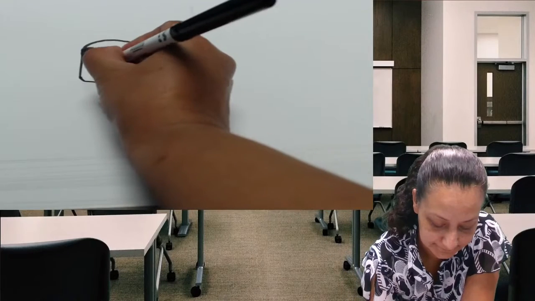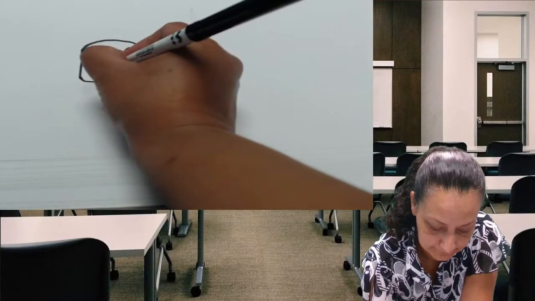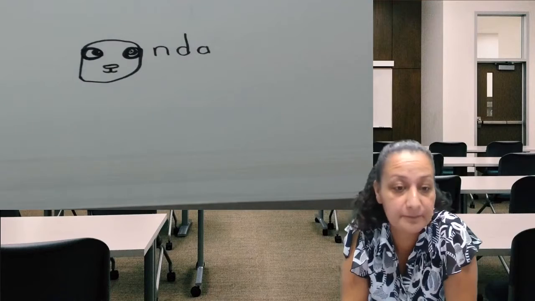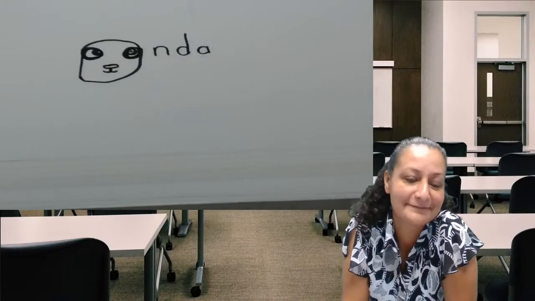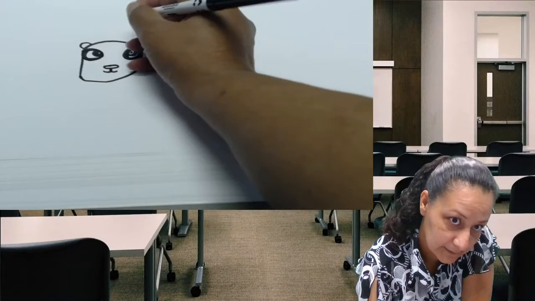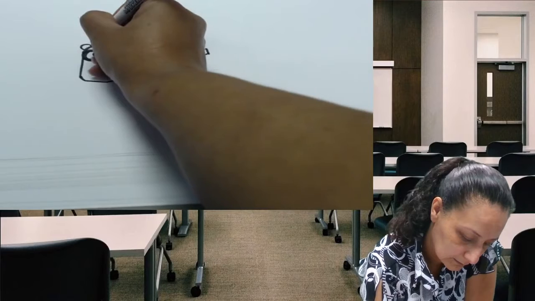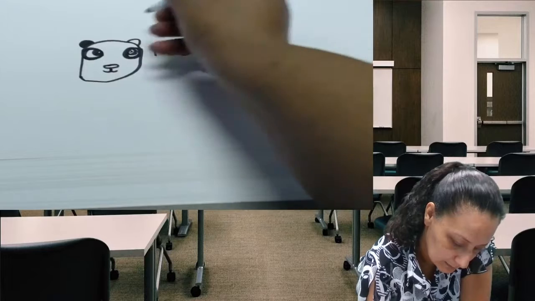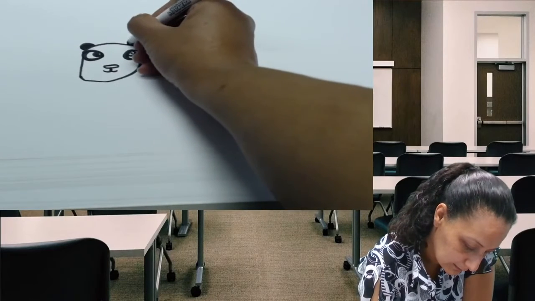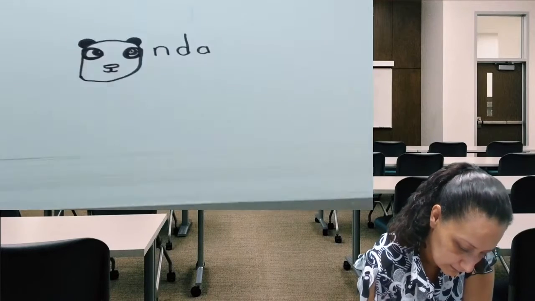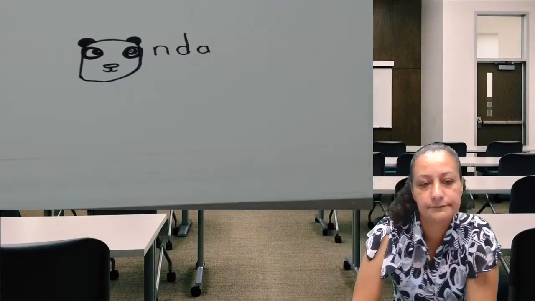After we do that, we're going to give them the nose and a little mouth. And pandas have little ears, so we're going to give them little tiny circles on top of the head. And we're going to color them in black because they have black ears. There we go.